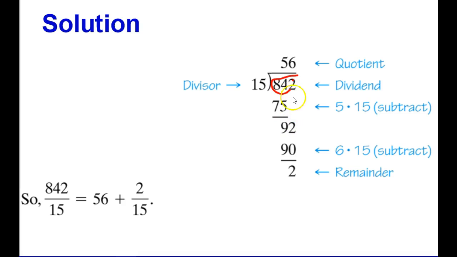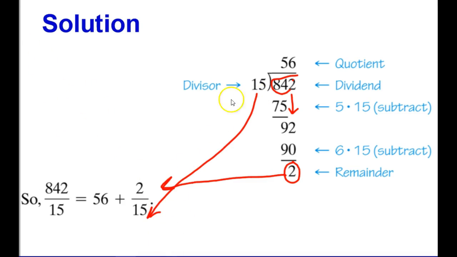I'm left with 9. So then I bring down my 2. How many times does 15 go into 92? 6 times. 6 times 15 is 90, and I subtract, and I have a remainder. So the way that I write my remainder, and I write my problem here, is I've got 842 divided by 15 equals 56 plus my remainder divided by my divisor, what I started with. We're going to be doing this with polynomials.